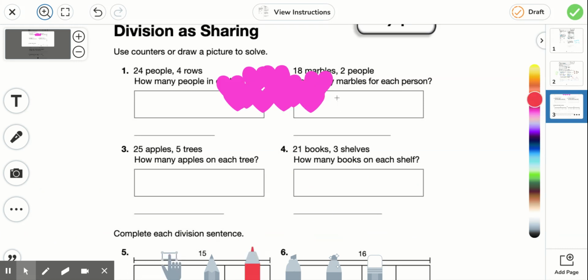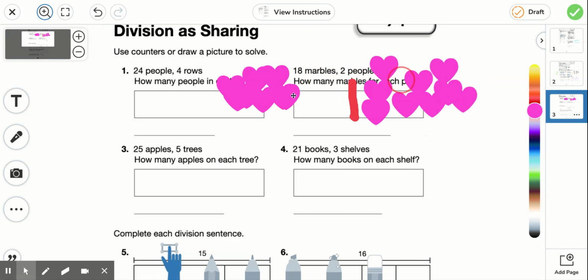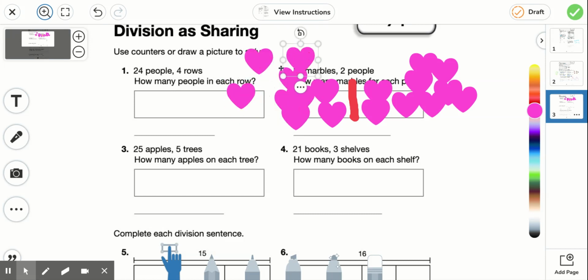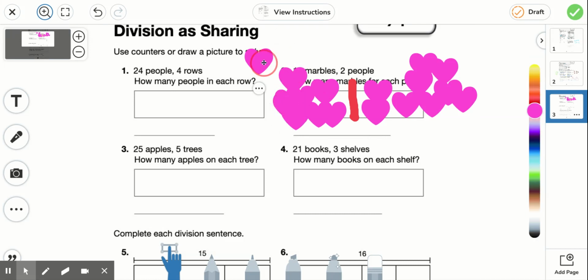You got to split them between two people. So I can just split this here in half and then move them just like you did back in first grade. 1, 2, 3, 4, 5, 6, 7, 8, 9. I remember 9 times 2 is 18. I'm going to check my other side. 1, 2, 3, 4, 5, 6, 7, 8, 9 on this side. And that's 2 equal groups. So 18 divided by 2 would be 9.